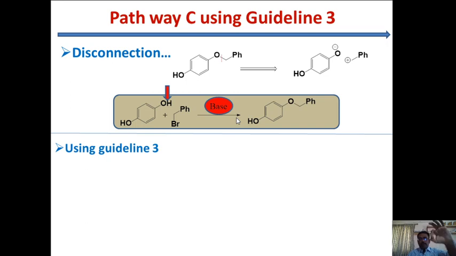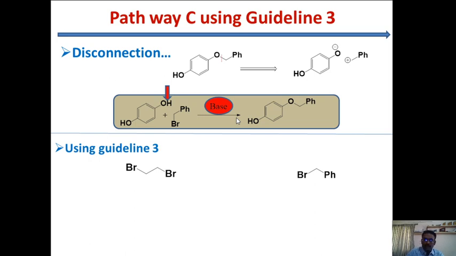So using guideline number 3, what is that? We have chosen pathway C, using all the possibilities and our chemistry knowledge, as the right pathway for the disconnection of the given target molecule. But the problem is that we have taken four bonds for the disconnection, so we have to disconnect the four bonds to arrive at the simple starting materials. In the final step, which one do you have to do first?